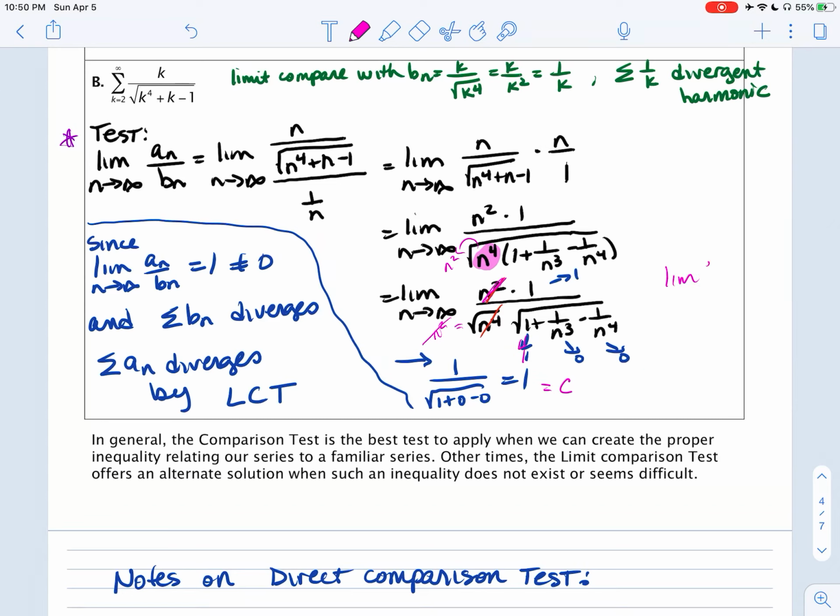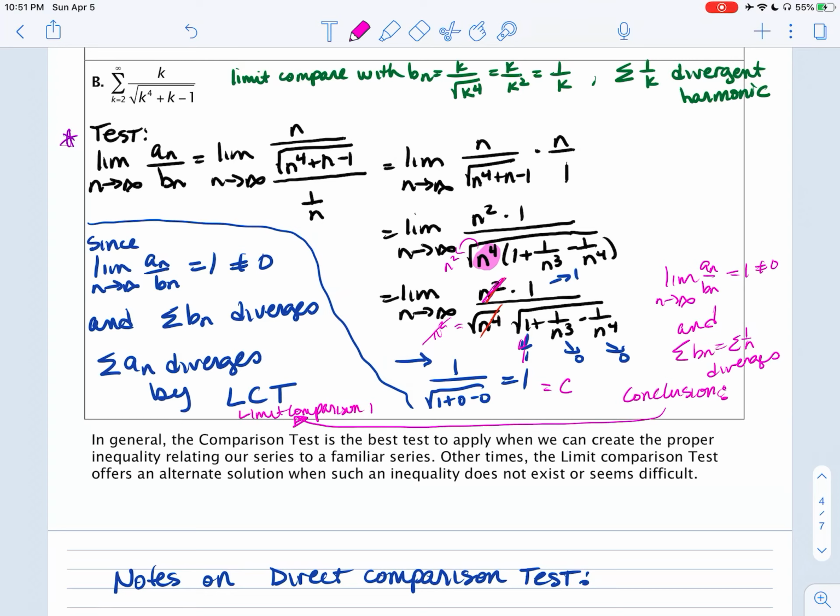That is my c, and I know that now my limit as n goes to infinity of a sub n over b sub n is going to equal 1, which is not equal to 0, and the sum of b sub n equal to 1 over n diverges, then my conclusion is my series diverges by the limit comparison test, and that is what that equals.